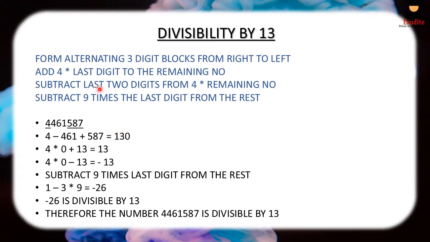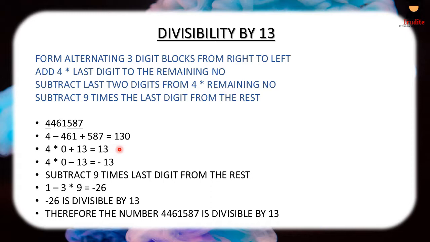It again says subtract the last 2 digits from 4 into the remaining number. So 4 into the remaining number is 4 into 0, and I have to subtract the last 2 digits from it, so it comes as minus 13. Then it says subtract 9 times the last digit from the rest. So my last digit is 13. Now over here we did not have to subtract the last 2 digits from 4 into the remaining number. The remaining number over here was 0 because we got a 2-digit number after the second step.